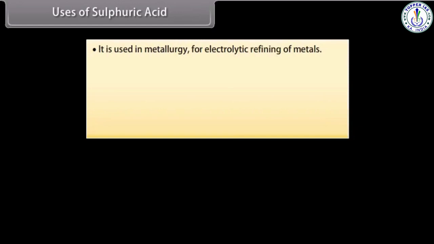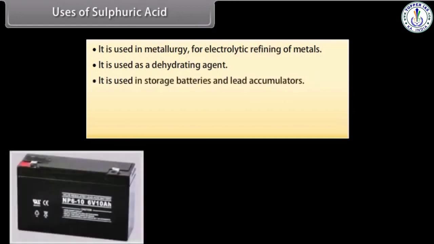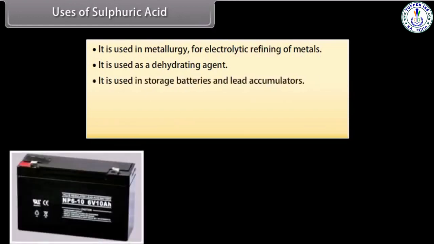Uses of sulfuric acid. The important uses of sulfuric acid are the following. It is used in metallurgy for electrolytic refining of metals. It is used as a dehydrating agent. It is used in storage batteries and lead accumulators.